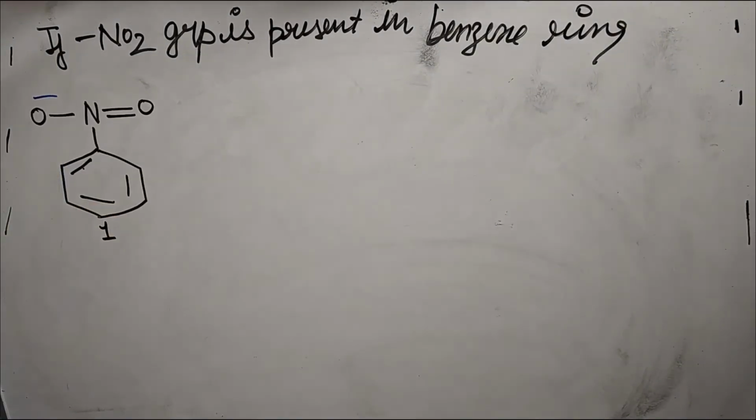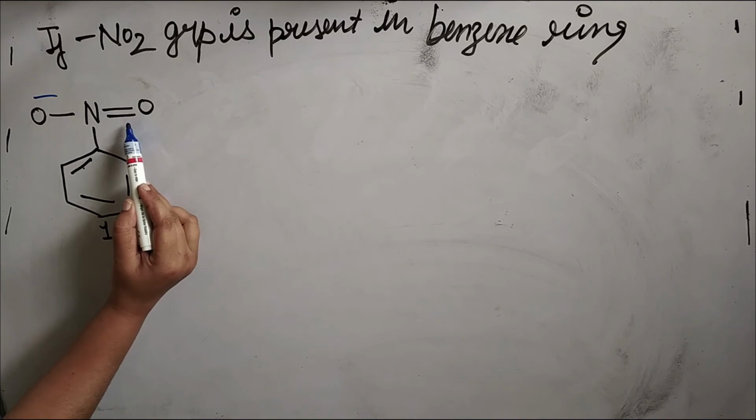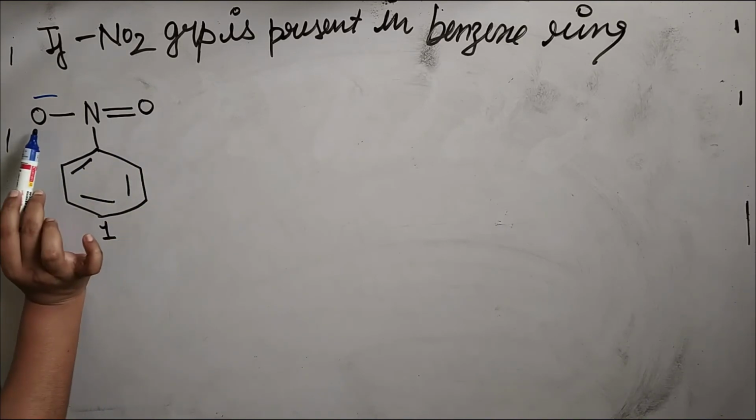So this is structure 1. The structure of the nitro group, where in NO2 the nitrogen has a double bond with one of the oxygens and a single bond with the other oxygen.